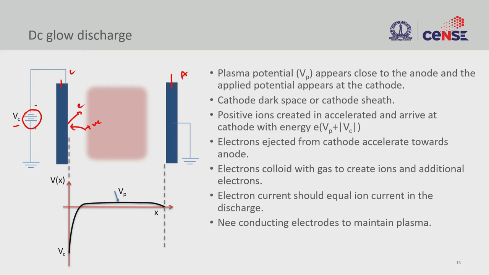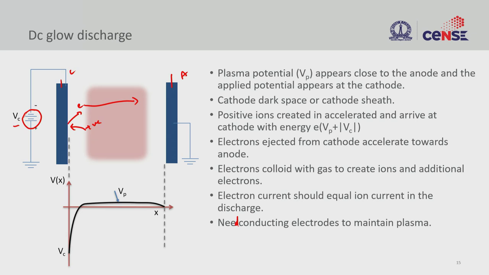When the electrons come out, they will be repelled by the cathode and accelerate towards the anode. During its motion towards the anode, it is going to encounter other molecules and collide with those molecules, and this collision is what creates dissociation, ionization, and also additional electrons. In order to make this happen, you need both electrodes to be conducting. That is again an important property.